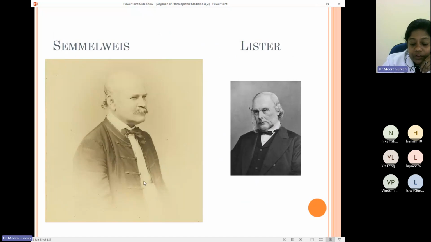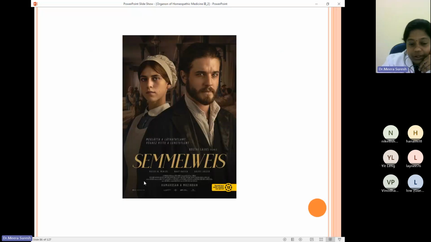So this is Semmelweis and Lister. While I was Googling a Semmelweis photo, I happened to come across this picture, and I saw that a movie was released based on Semmelweis himself. I didn't watch the movie, I just went to see the plot. It was actually based on this very instance, the Vienna General Hospital. I think the movie was released in 1952, but it was re-released in 2023. I don't know where you can watch it, but I saw it is available. If a link is available, you can see.